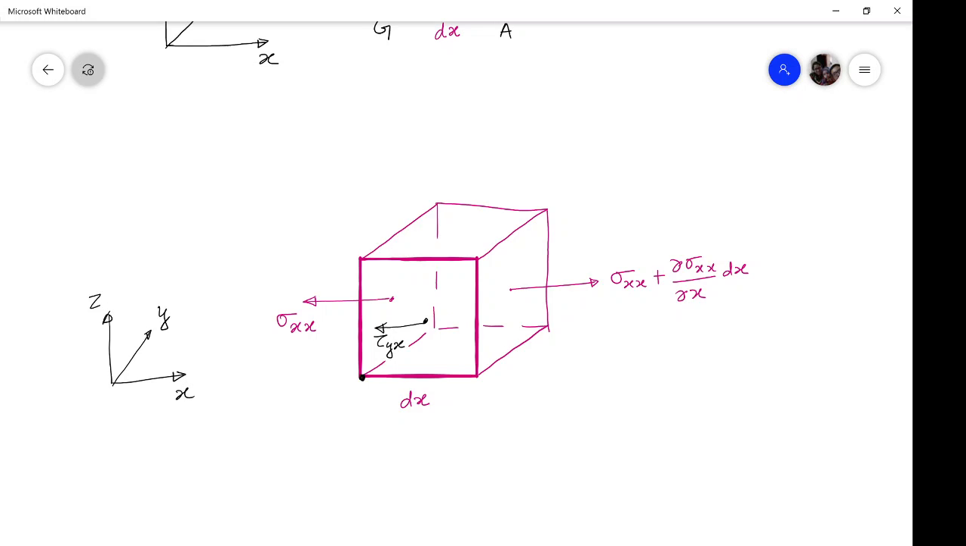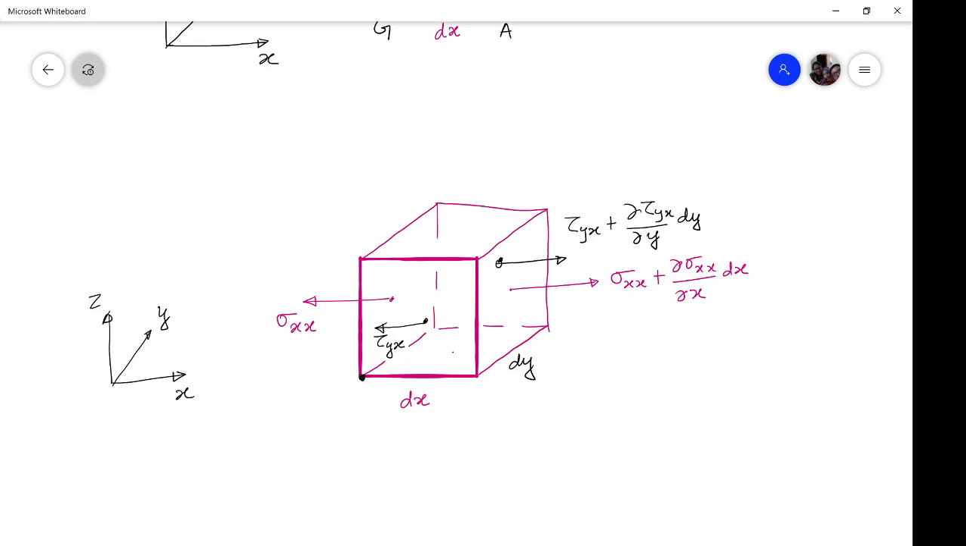What about on the positive y? This is the positive y face, the one behind. So in the positive x direction, after a distance dy, from the Taylor series, it will be tau yx plus del tau yx by del y dy. Now we will be talking of the stresses in the x direction on the z face. So this is the negative z face.